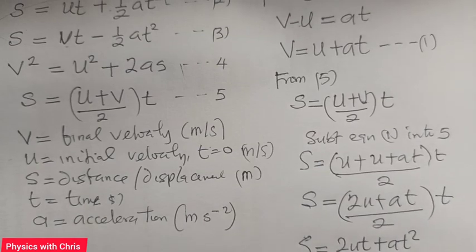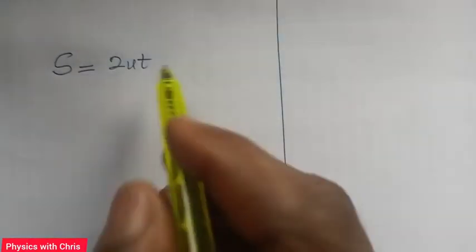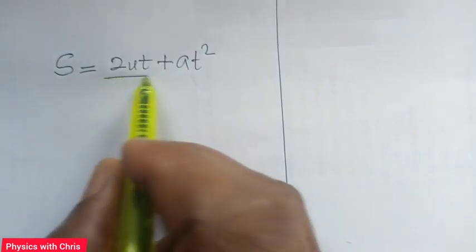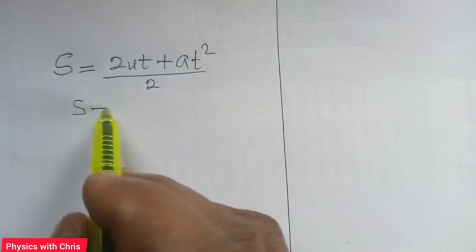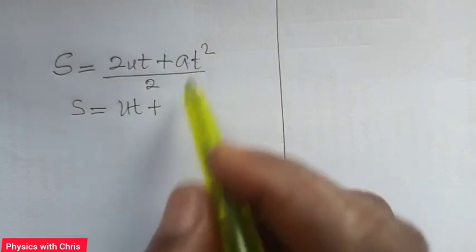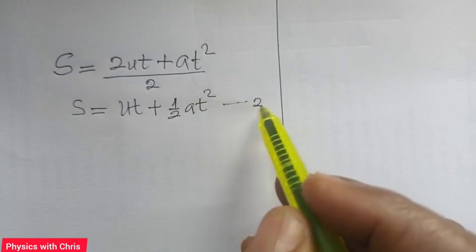So we continue from here. From the last equation, I have s equals 2ut plus at squared, divided by 2. Now, these two will divide the two terms on the right-hand side of the equation. That gives me ut, that is 2 divided by this, plus 2 divided by at squared will give me half at squared. So this is equation 2.